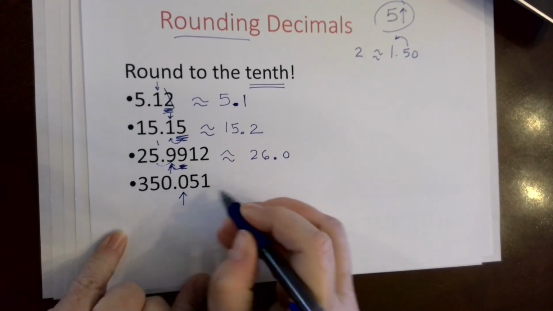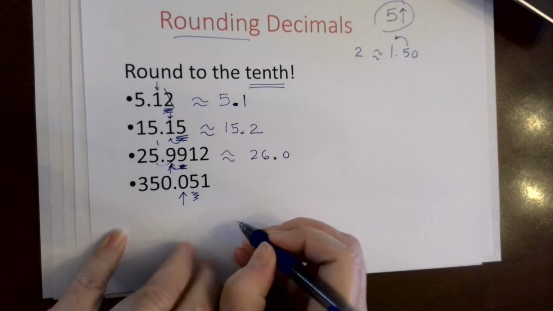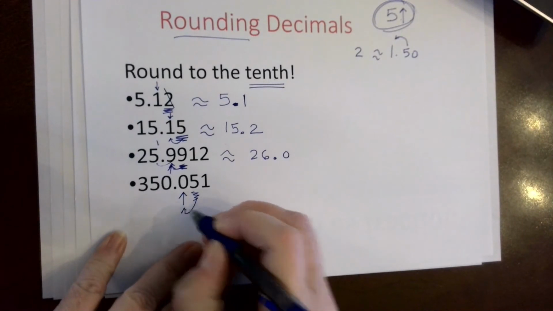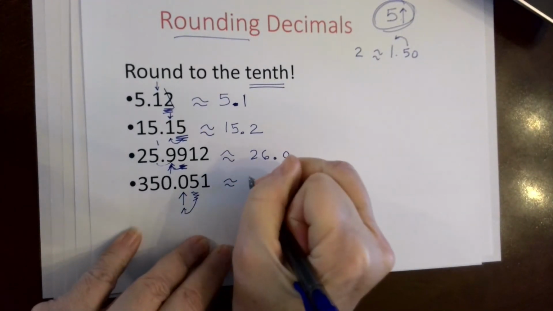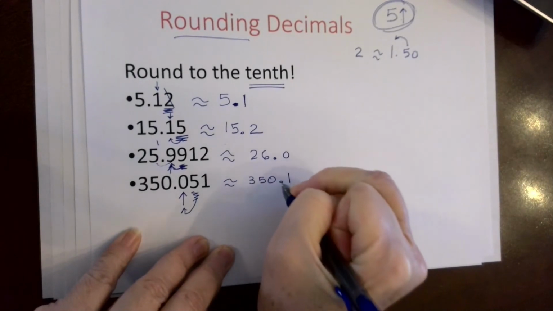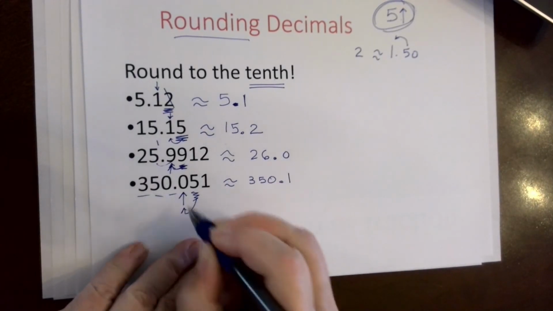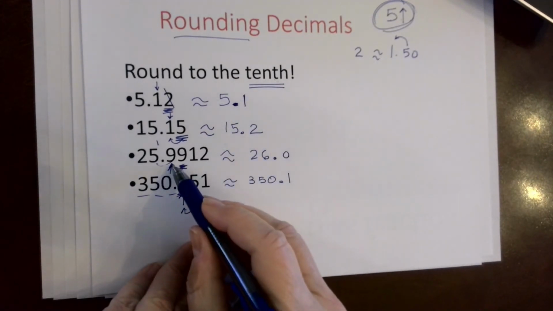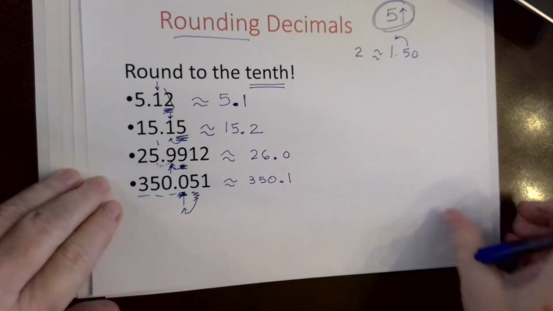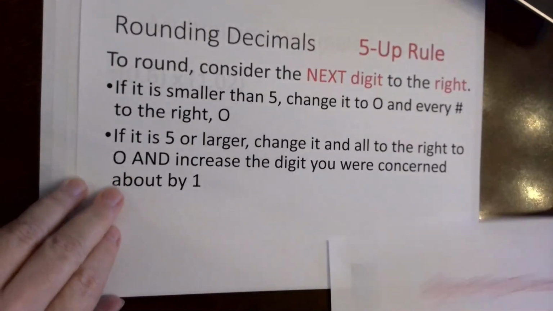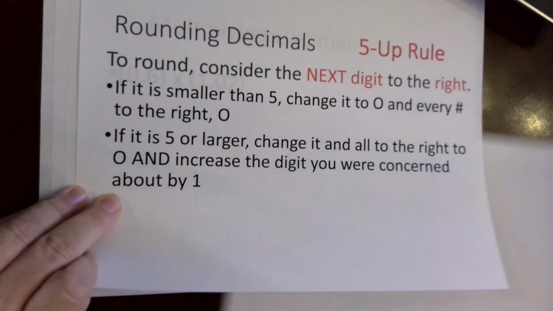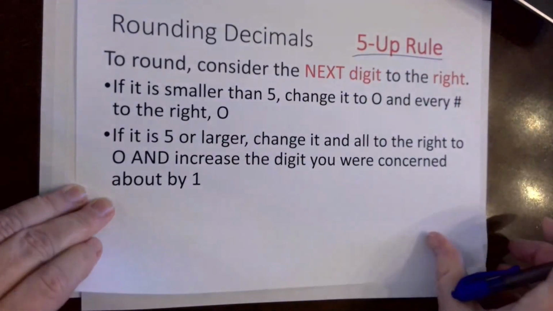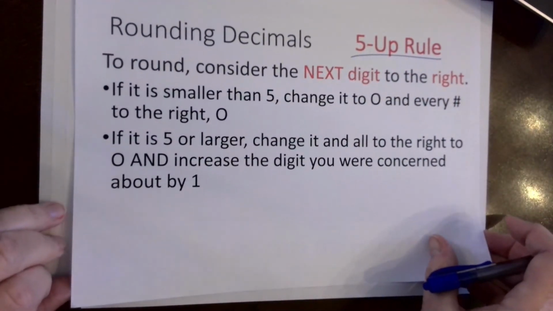Here's the tenths column. Look to the one after it, to the right. It's 5 or bigger, so we're going to round this up to a 1. So this is approximately 350.1. None of these digits change, only the 1 in the tenths column, unless you have to round up and carry the 1. This is the rule I just gave you. You can pause the video and read all of this about the 5 or higher rule, but I'm going to go on.